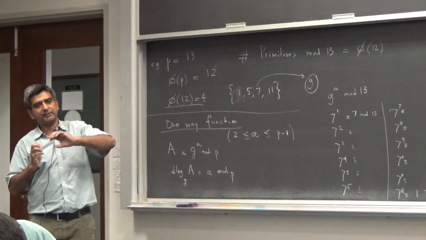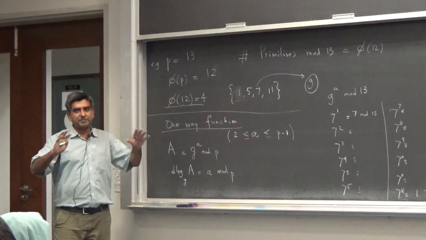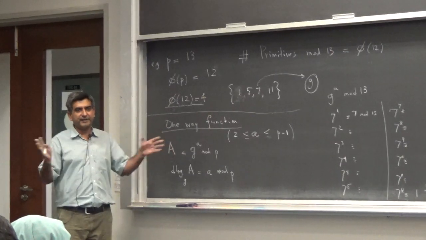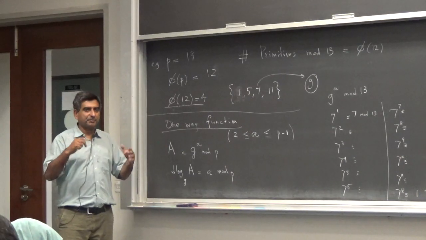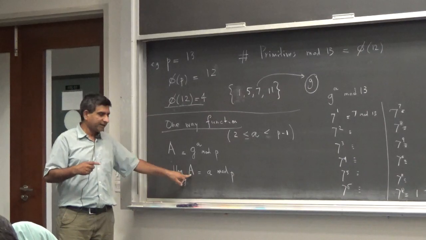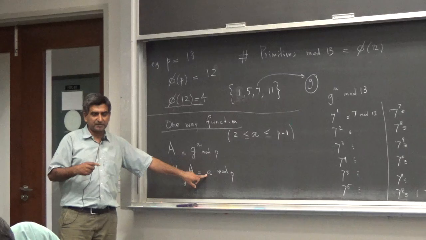So you throw out G and A into the public and expect that there is no computer, no cleverness, no intelligence can match the power that is required to find out the discrete log of this capital A with respect to base G. And this small a is then going to become the key.